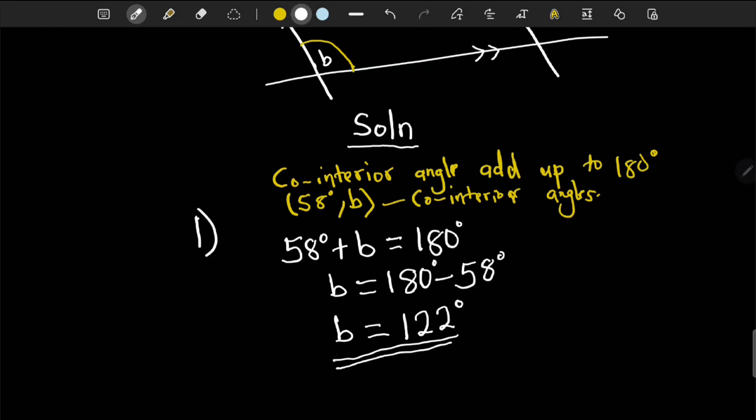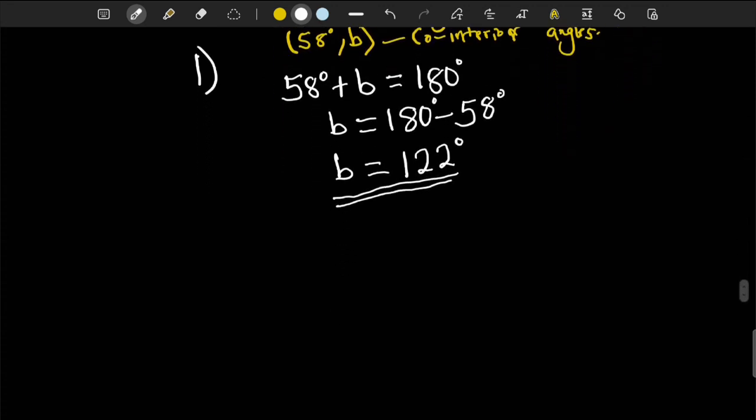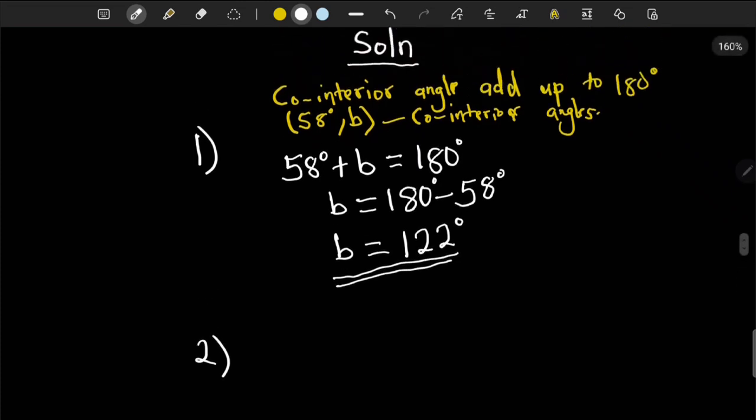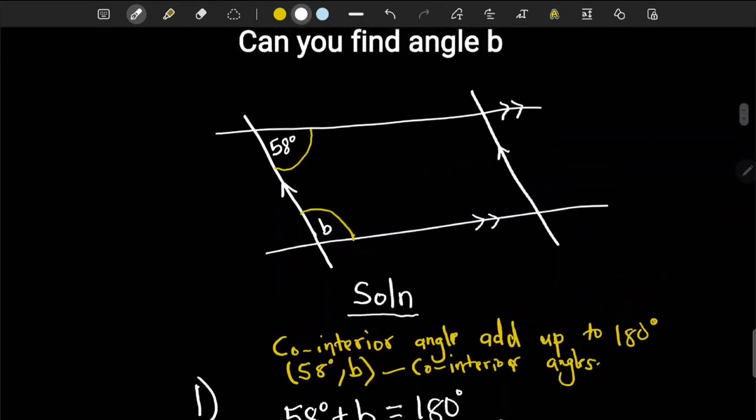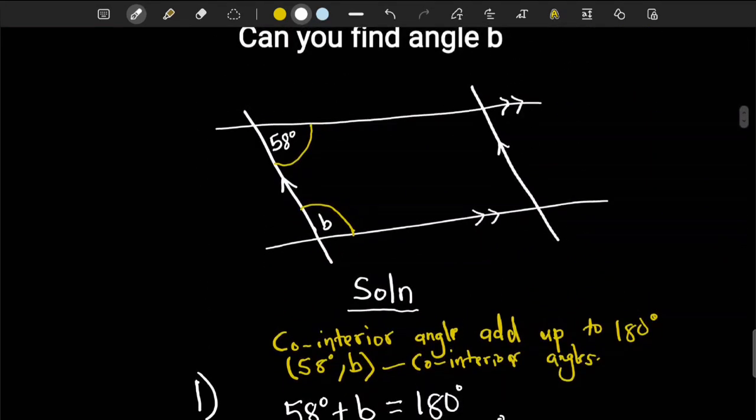This is the first option you can use, very simple, easy to get. But there's another option, so let's try option 2. To find the B, let's go back to the figure. Let's say that you have, let's use a value here. Let this angle be X, right? This angle here, let me extend this line. So let this angle be X, okay?